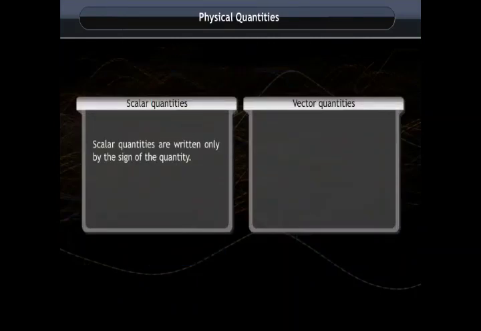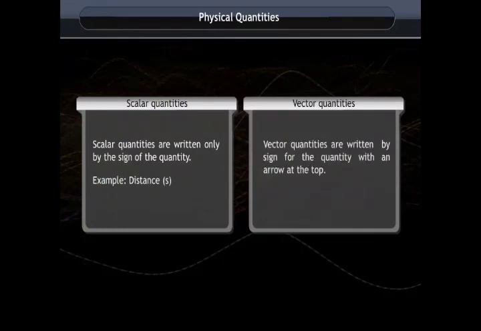Scalar quantities are written only by the sign of the quantity. Example, distance s. Vector quantities are written by the sign for the quantity with an arrow at the top. Example, velocity v. Uniform and non-uniform motion.